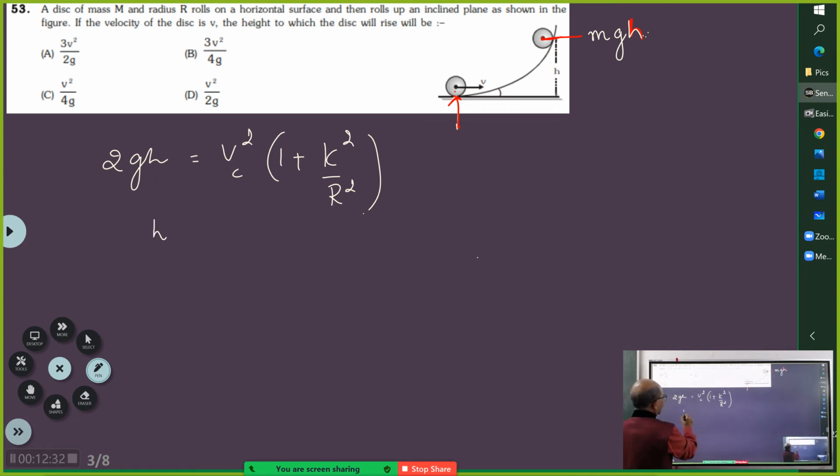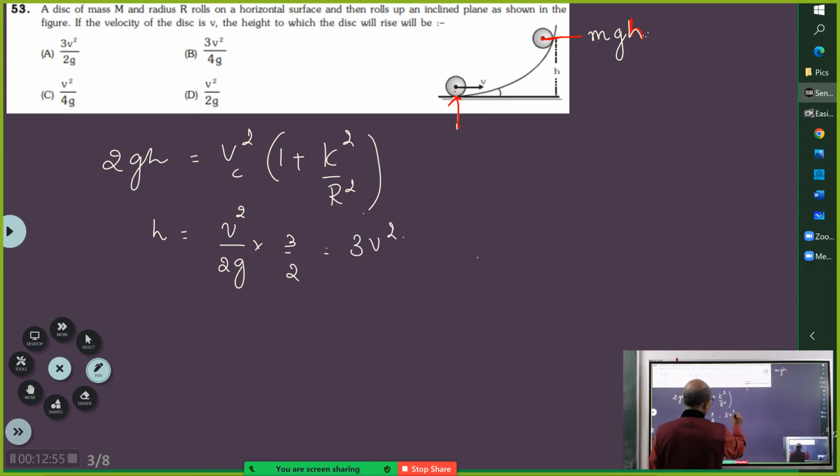So H will be, in terms of their equations, V square by 2g into 1 plus k square by r square. Now it's a disk. For a disk, k square by r square will be half. So 1 plus half is 3 by 2. So you get H is equal to 3V square by 4g. So 3V square by 4g, you have an option here. Okay? Right. Anybody has any questions?